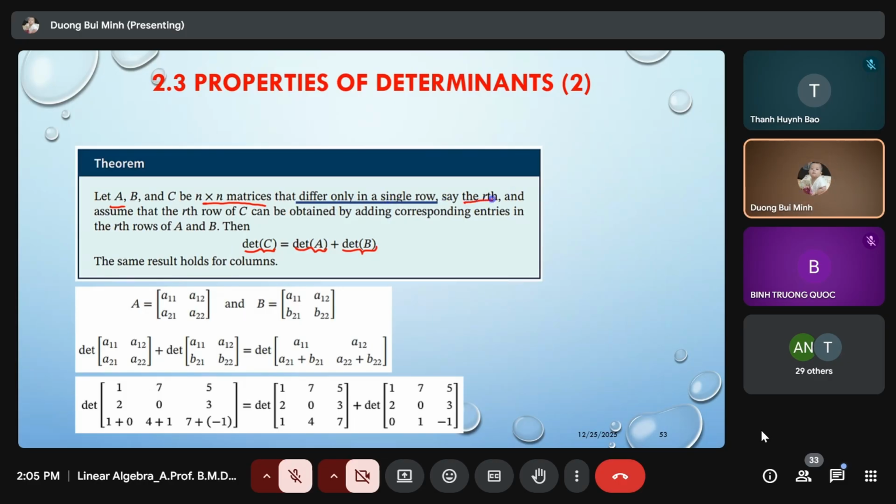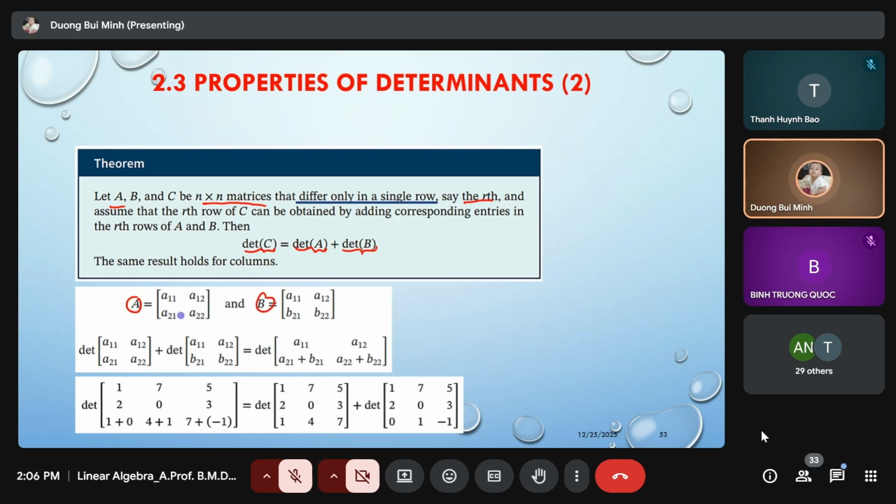Say the row R, and assume that the rows of C can be obtained by adding corresponding entries in the rows of A and B. Then the determinant of C is the determinant of A plus the determinant of B. Look, here we have A, here we have B.